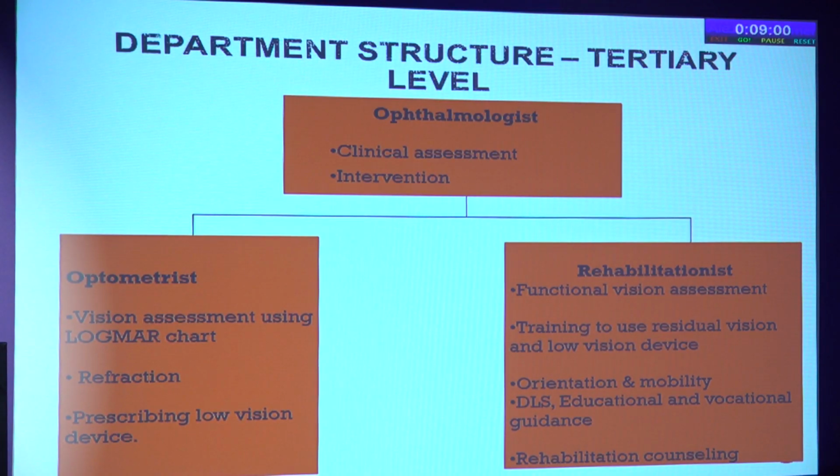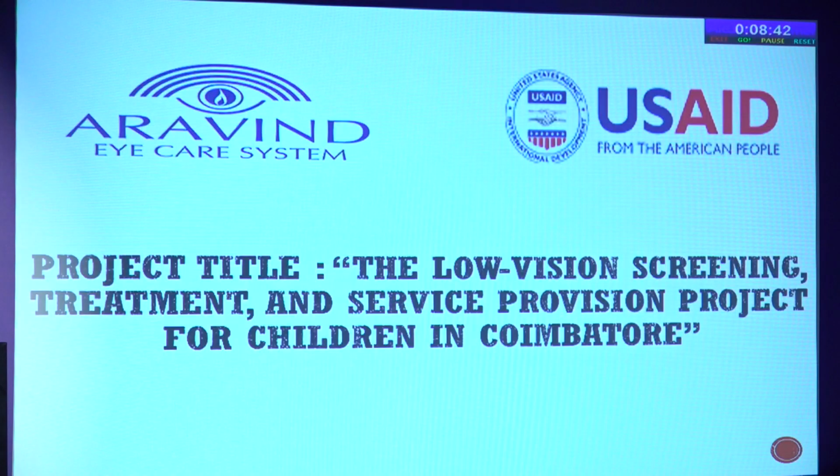At the tertiary level, again, we have the ophthalmologist with optometrist and rehabilitationist, because the rehabilitationist is very important at the tertiary level, so that they can do a proper functional vision assessment, train to use the low vision devices, orientation and mobility guidance, educational and vocational guidance, and rehab counseling.